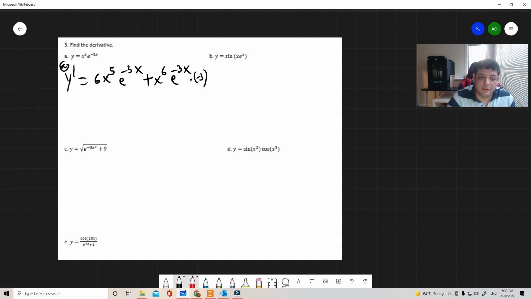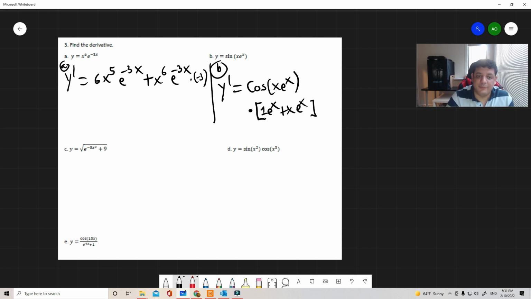Now for B, notice that we have the function y equals sine of x e to the x. So the first function is not going to have an issue. When we take the derivative of sine is cosine, and it's cosine of the same thing. But now the stuff inside, which is the chain rule, it is going to be a product. So this is cosine of x e to the x times 1 e to the x plus x, and then e to the x. Okay, so overall this is just cosine of x e to the x times e to the x plus x e to the x.